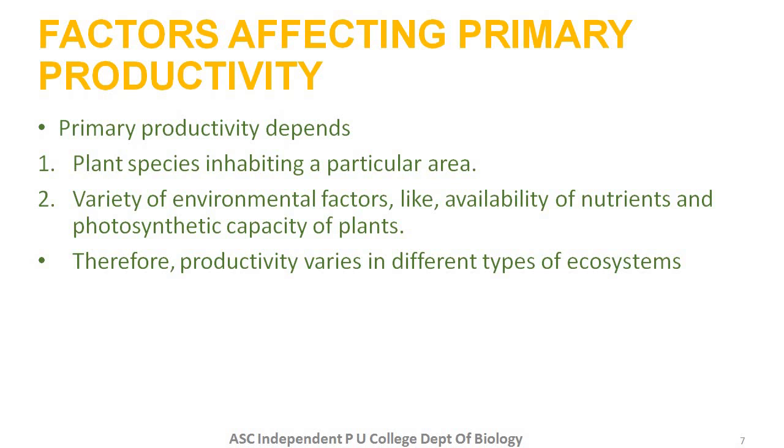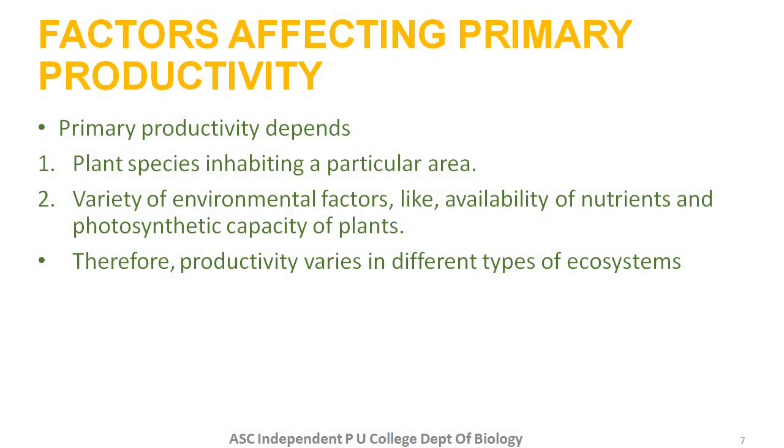The second factor is the variety of environmental factors. The environmental factors include availability of nutrients. The availability of nutrients in a pond is different from the availability of nutrients in a forest ecosystem. Availability of water is different in a forest ecosystem when compared to availability of water in a desert ecosystem. So in this way, primary productivity will vary.